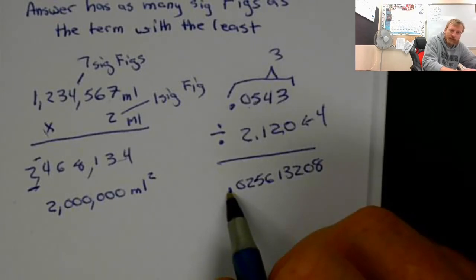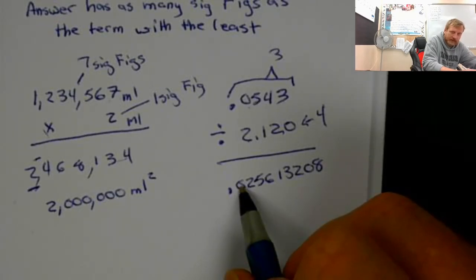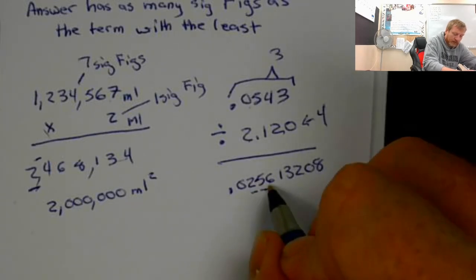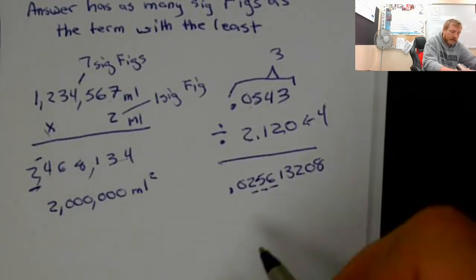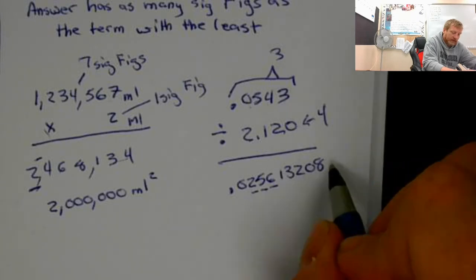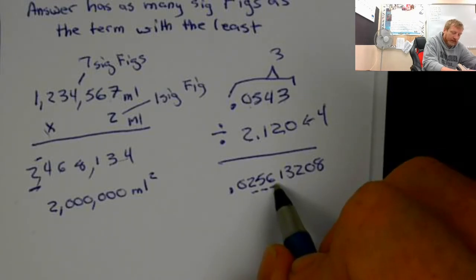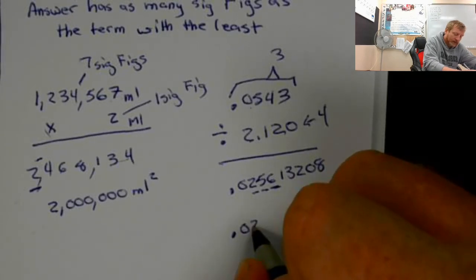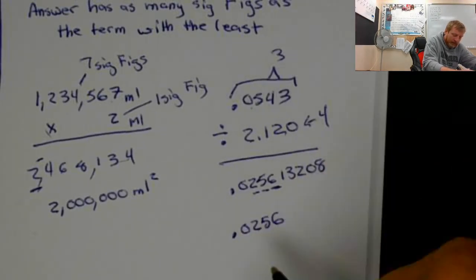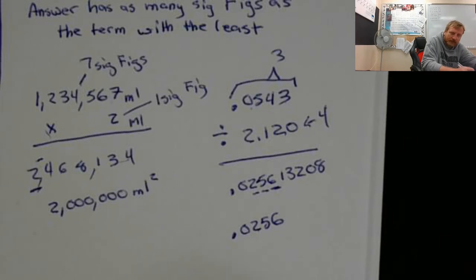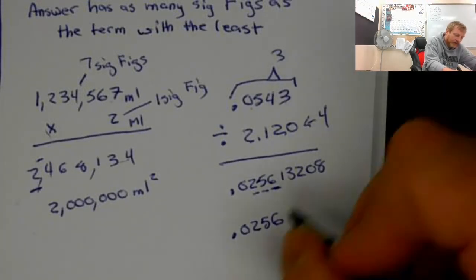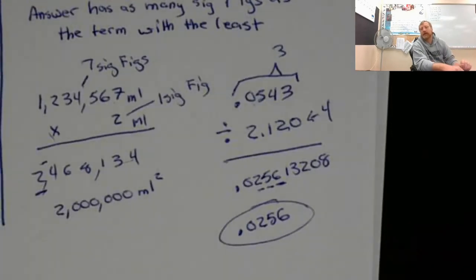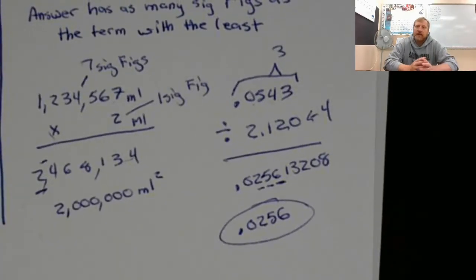Now there's a decimal point, so this leading 0 is not significant. So I need 1, 2, 3 digits, and I'm going to round to this place, to 4 places after the decimal point. Now it's a round, but in this case it happens to round down because that's smaller than 5, and so I would end up with 0.0256 as being my correct answer. Hopefully that makes some sense.